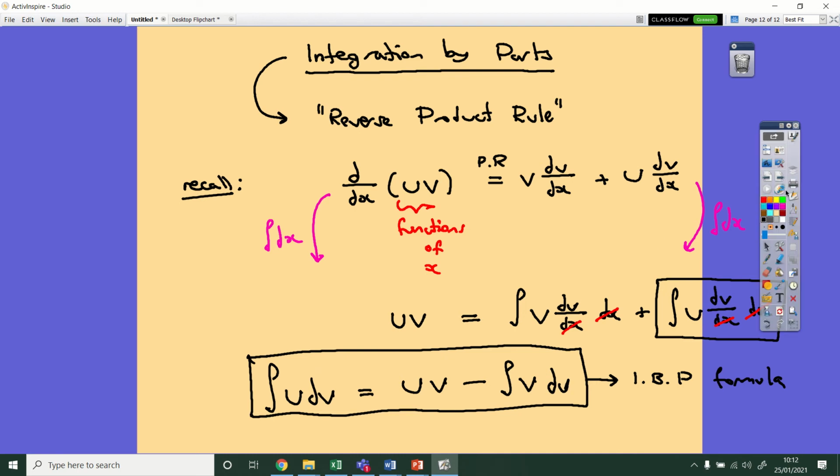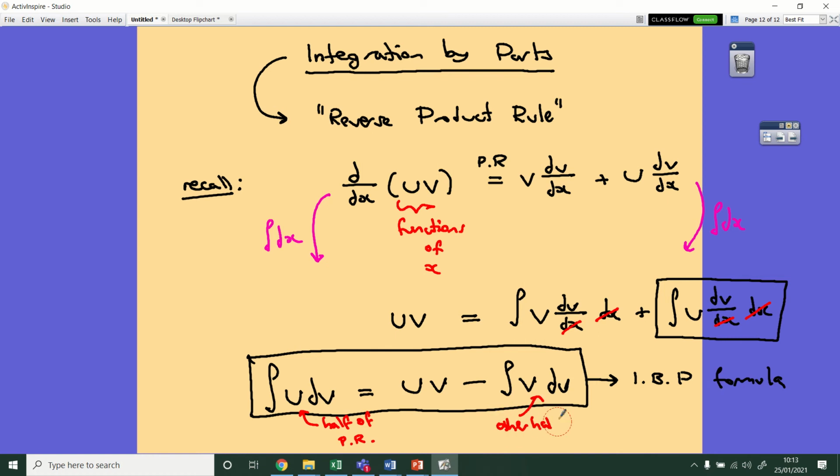Maybe I should write that out. So this is half of a product rule, which we're going to swap over and instead integrate this part. And hopefully, if we've done things correctly, this part over here is going to be a simpler integration.